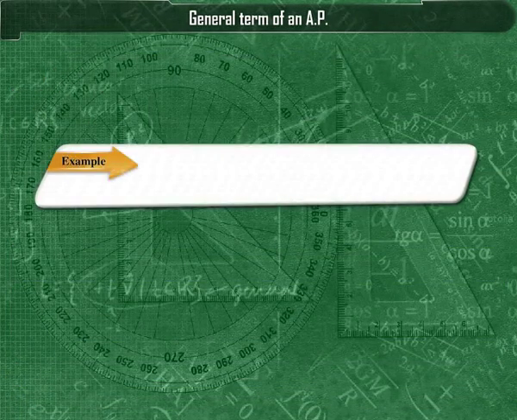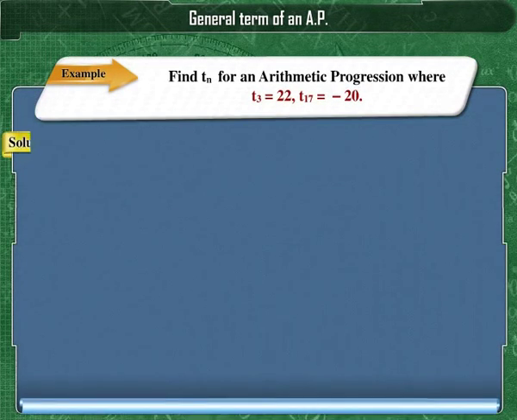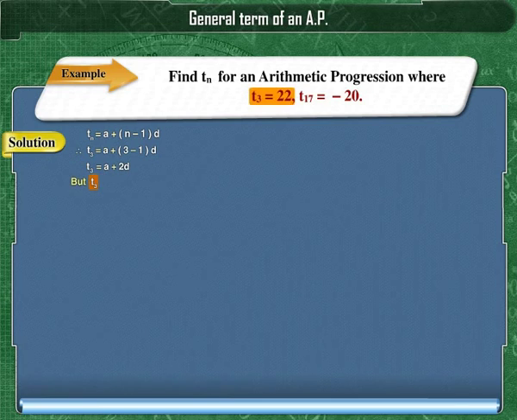Let us solve another example. Find Tn for an arithmetic progression where T3 is 22 and T17 is minus 20. We know that Tn is a plus (n minus 1) into d. Therefore, T3 is a plus (3 minus 1) into d, which is equal to a plus 2d. But it is given that T3 is 22. Therefore, a plus 2d is equal to 22. Let us denote it as equation 1.